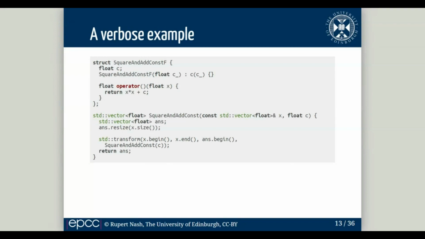Now the issue here is that transform will only take a function that has an operator with a single argument, because that's what it's expecting. We can't pass a constant in and give two values, two variables, into the function.